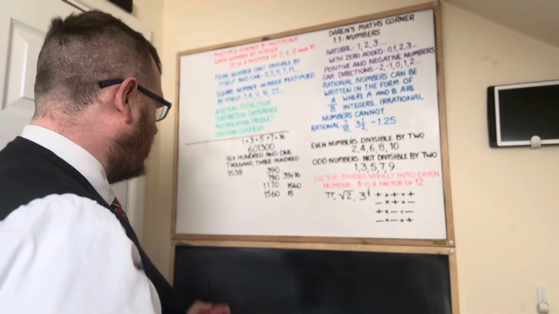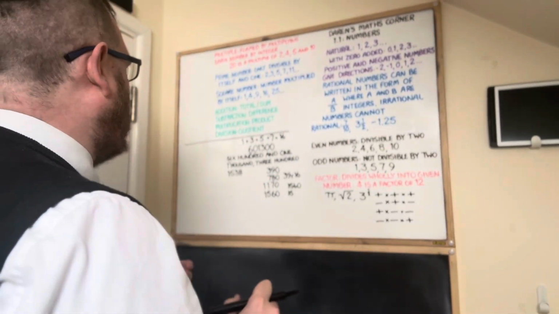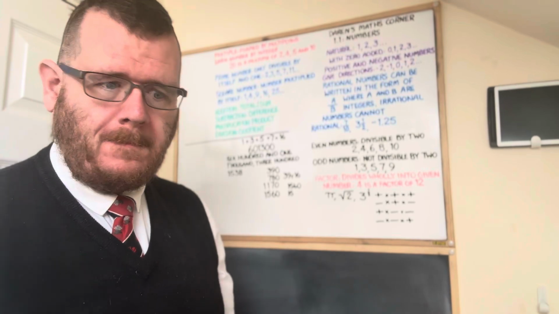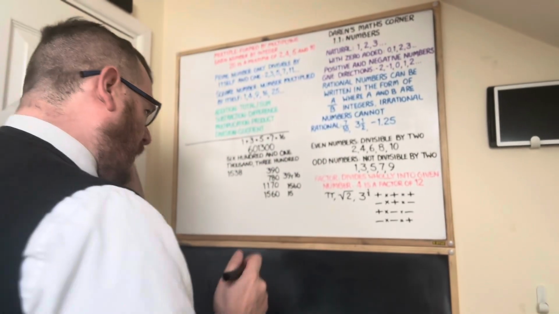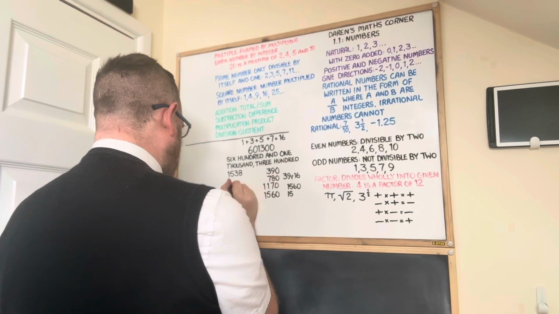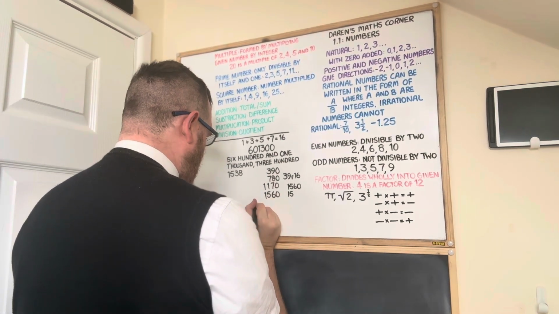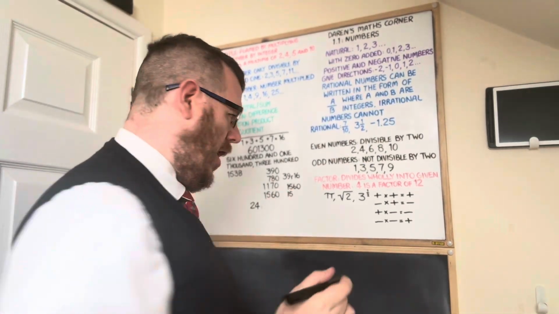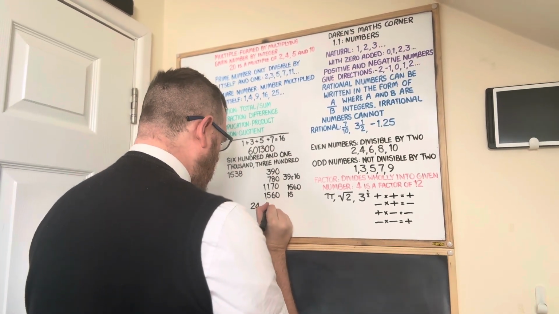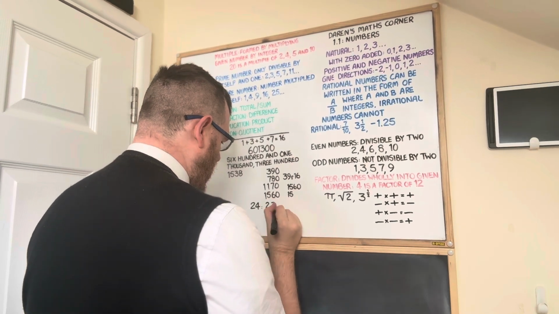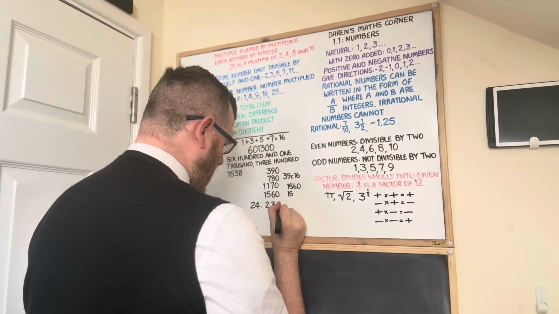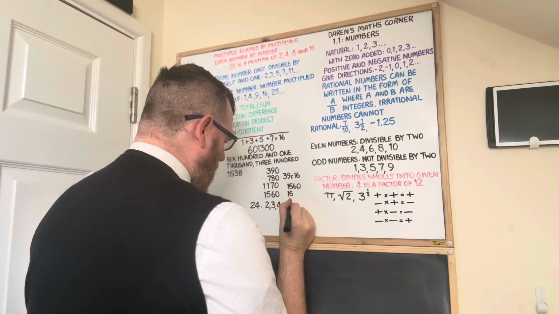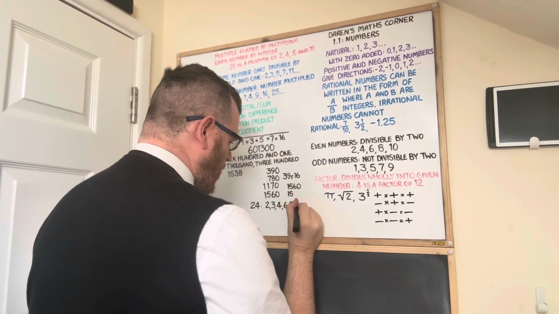6. Which number between 1 and 25 has the largest number of factors? Well, then I would say 24. Because if we have a look at that, 24 has, apart from itself and 1, you've also got 2, 3, 4, 6, 8, and 12.